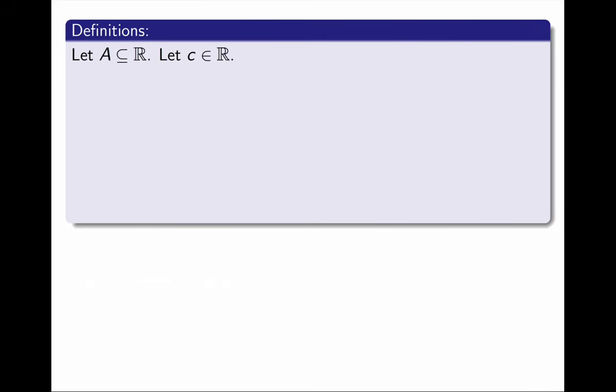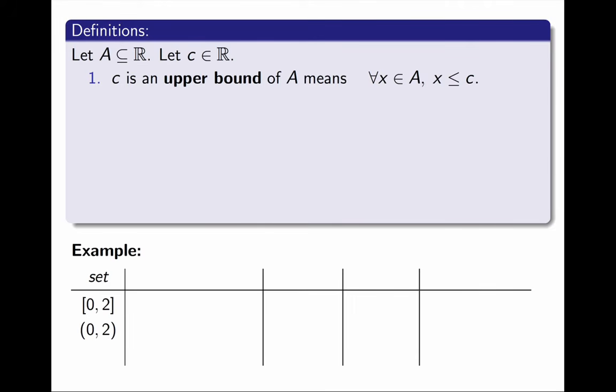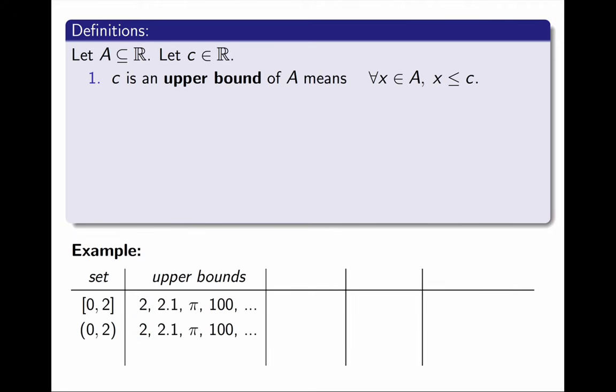Let us fix a set A and a real number C. C may or may not be in A, it doesn't matter. First, we say that C is an upper bound of A when all elements of A are smaller than or equal to C. For example, let's look at both the closed and the open interval 0, 2. For both sets, 2 is an upper bound, but it is not the only one. 2.1 is also an upper bound, and so is pi and 100 and anything bigger than 2. By contrast, if I look at the set of integers Z, it has no upper bounds at all.